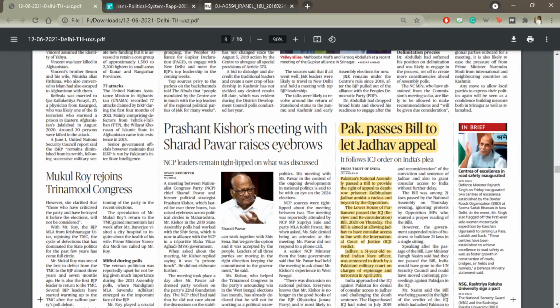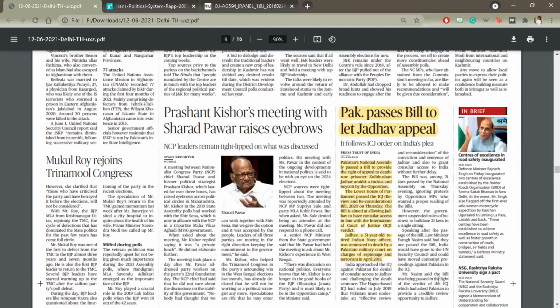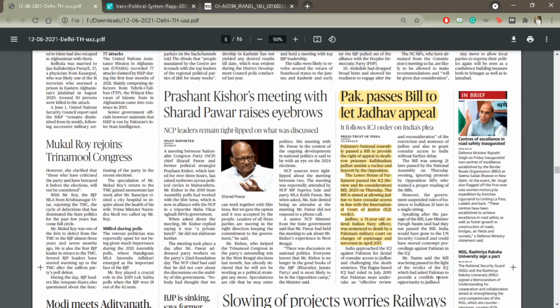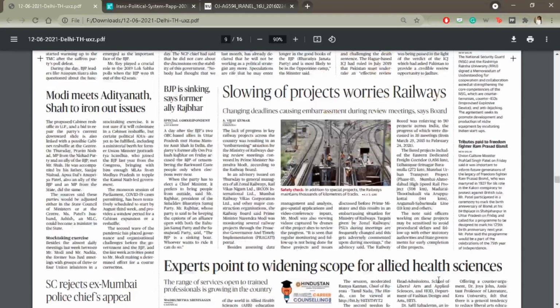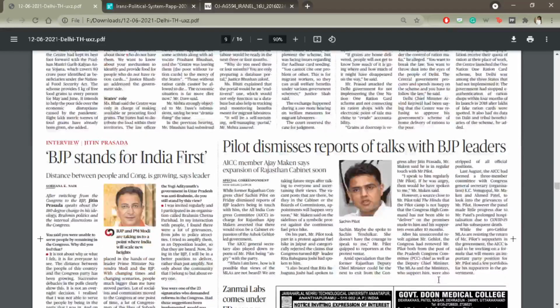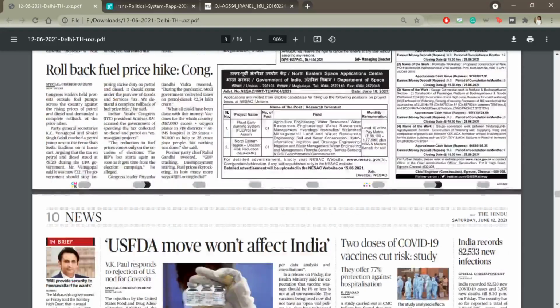He has been arrested in Pakistan for espionage and spying on the Pakistan government. He's said to be a former Indian Navy officer and has been in the custody of Pakistan. Now Pakistan has passed a bill to let Jadhav appeal. Alright. Apart from this, moving on, the other national news, nothing of note for us.